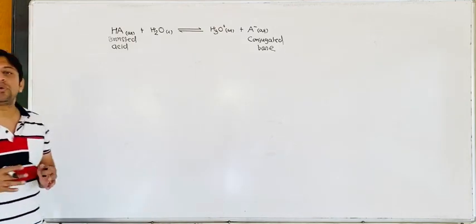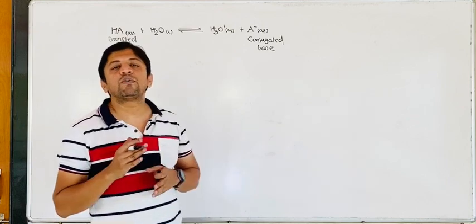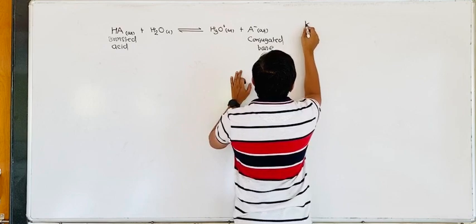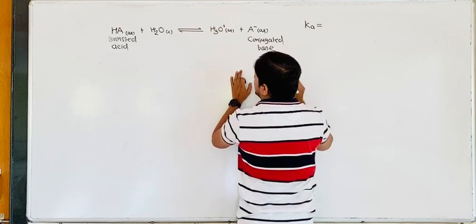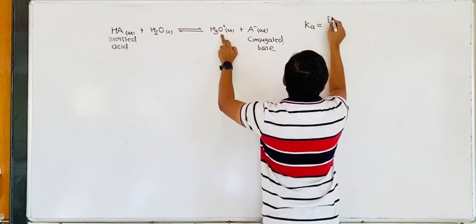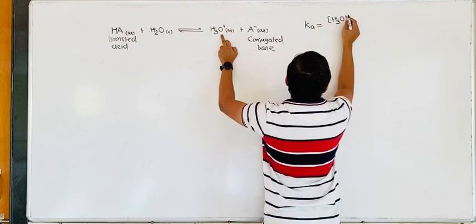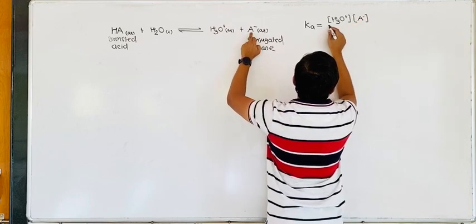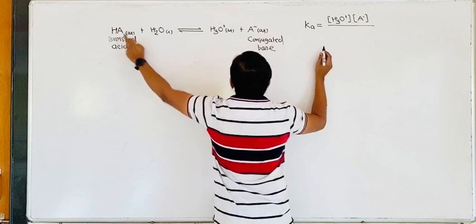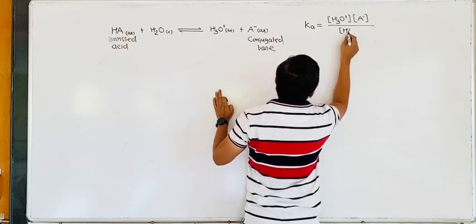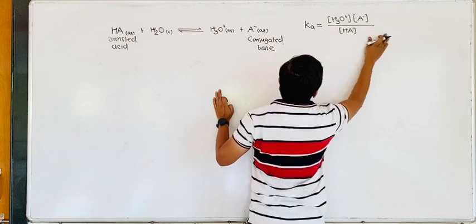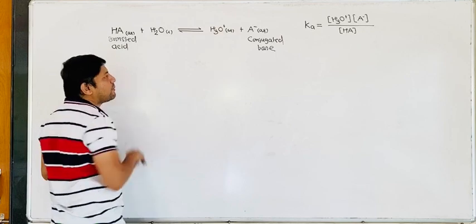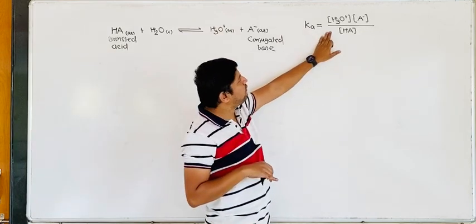Now for this reaction, the equilibrium constant is nothing but the dissociation constant of a weak acid HA. It can be written as Ka, equal to the concentration of H3O plus ion at equilibrium into the concentration of A minus ion at equilibrium, divided by the concentration of weak acid HA into the concentration of H2O at equilibrium, which is constant and considered as unity. So the concentration of H2O liquid is not written in this formula, as it is constant.